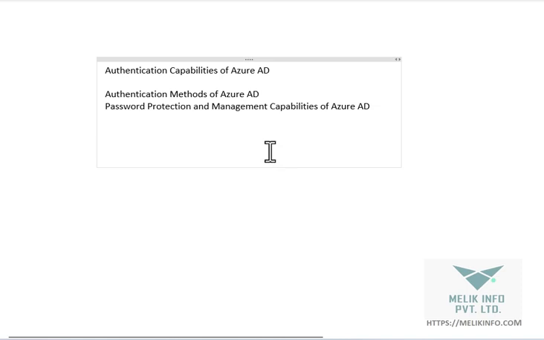Now, we have multi-factor authentication. Multi-factor authentication requires more than one form of verification to prove that an identity is legitimate. So you have to prove more than one time to be legitimate.